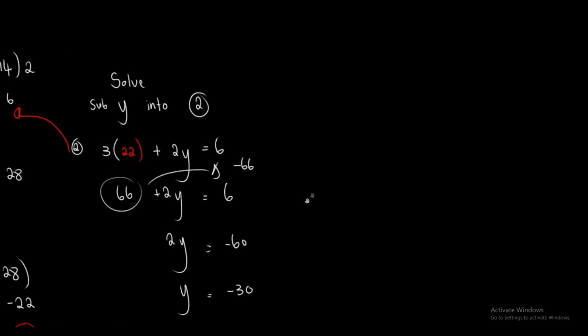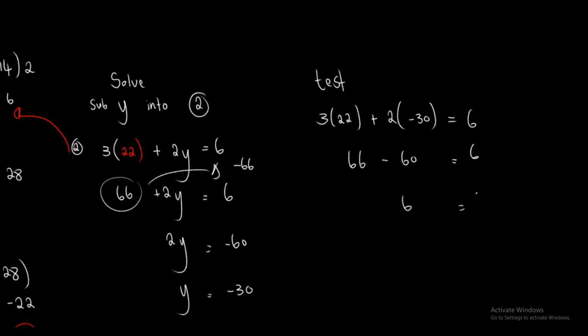So let's go over to the right hand side and test this. I'm going to test this using equation 2. So 3 times 22 plus 2 times negative 30 should give me 6. I get 66 minus 60 should be equal to 6, and therefore 6 is in fact equal to 6.